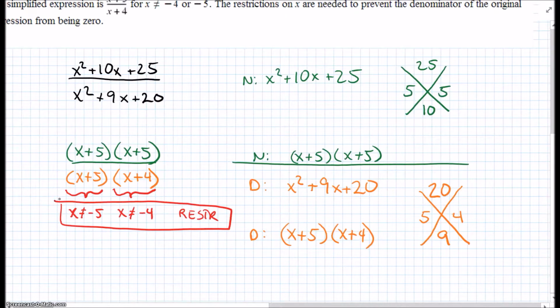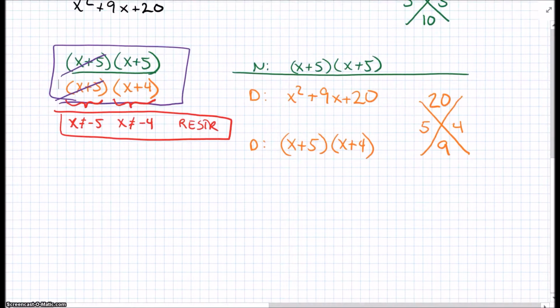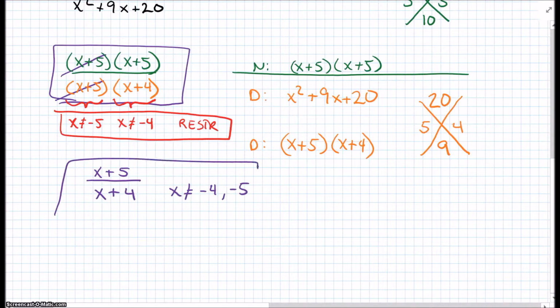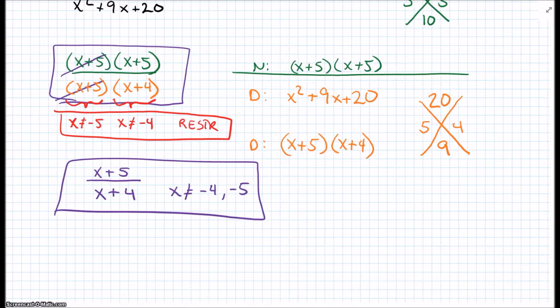Now let's look. What can we cancel right here? We can cancel the x plus 5s. So our final answer in simplest form is going to be x plus 5 over x plus 4. x cannot equal -4 or -5. So that's my final answer.